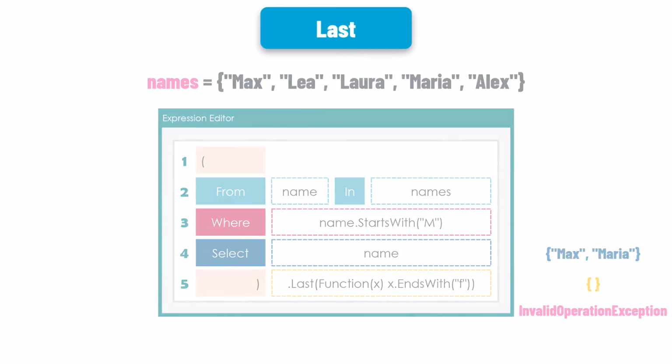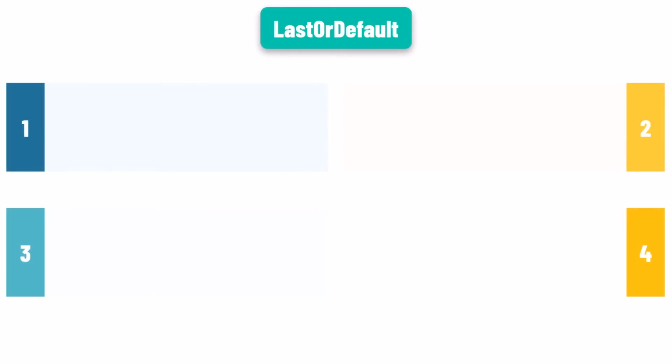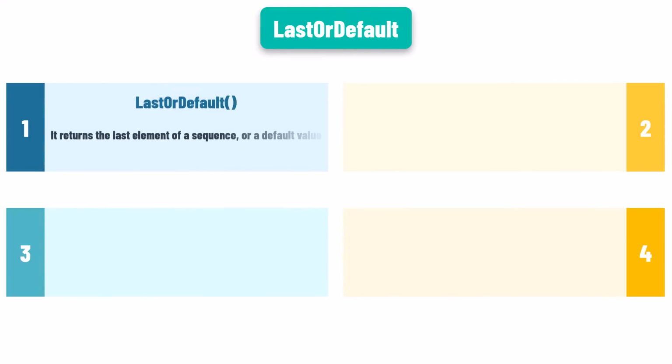Let's move on to the next method, LastOrDefault. This method has four overloads. The first overload is used with empty braces. It returns the last element of a sequence, or a default value if the sequence contains no elements. So, here we either get the last element of the sequence, or the type's default value if the sequence is empty. The second overload is used with a default value inside the braces.